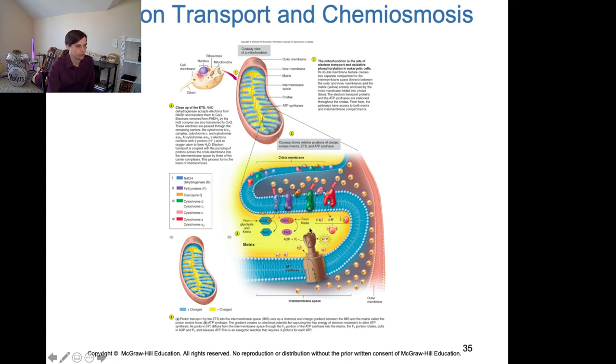Hydrogen's going to shoot down here real fast. It's going to provide the energy needed to make this enzyme work. And when it does so, it's going to make this little enzyme kind of spin like a boat motor, forcing the ADP and the phosphate to bond together. So that's how we make ATP. So that's why we need lots of hydrogens and things like that.